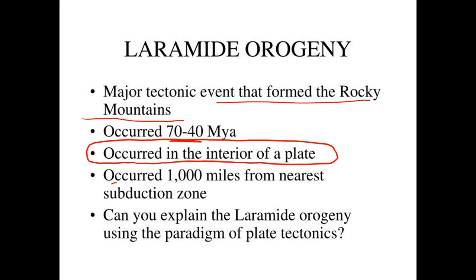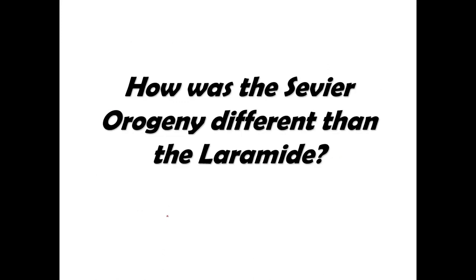So this occurred 1,000 miles from the coast, okay, 1,000 miles from the subduction zone, but they are subduction related mountains. The Rocky Mountains are subduction related mountains. So we're going to kind of explain what happened here. So the Sevier orogeny, how did it occur? Occurred with the subduction of the Farallon Plate, right? How did the Laramide orogeny occur? It occurred with the subduction of the Farallon Plate.